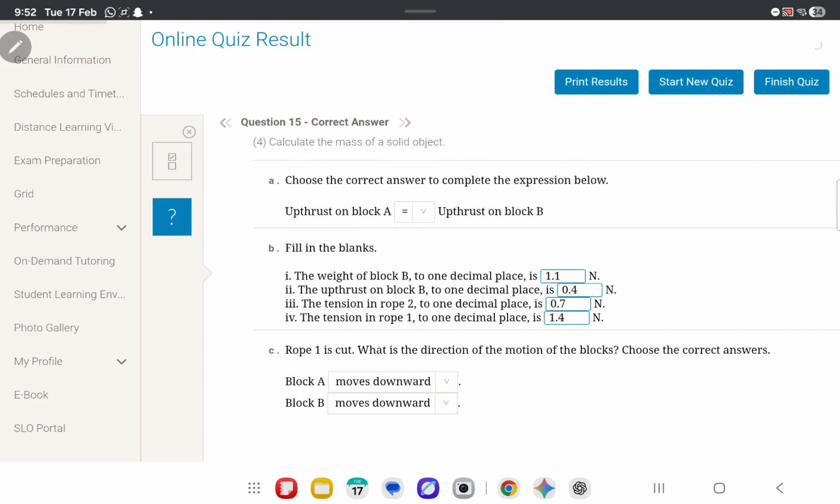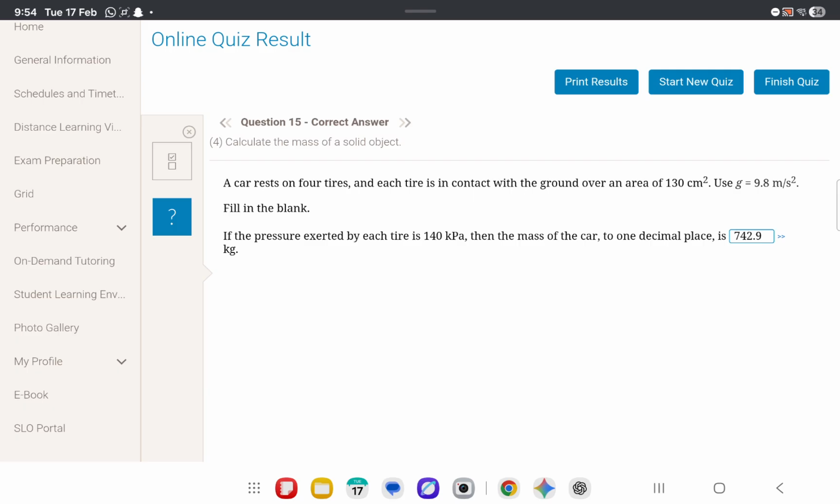Question 15. A car has 4 tires and each tire is in contact with the ground over an area of 130 centimeters squared. g equals 9.8 meters per second squared. If the pressure exerted by each tire is 140 kilopascal, then the mass of the car to one decimal place is what? So first I would like to find an expression for one tire, because then we can multiply it by 4 to get the mass.